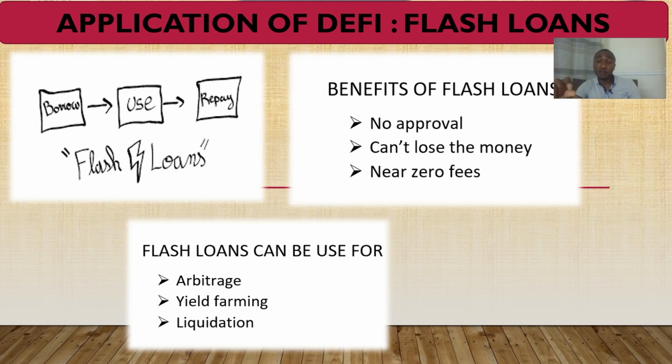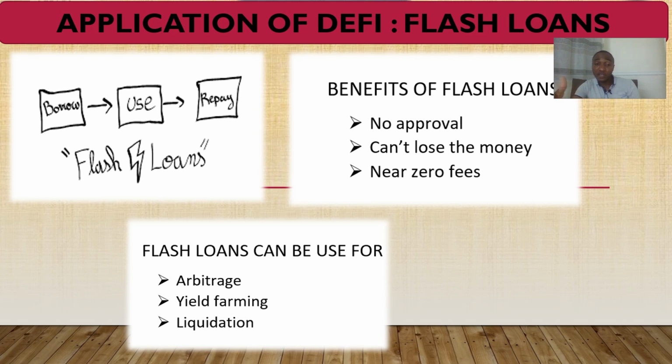Near zero fees because you have to pay some gas fee or some transaction fee when you want to implement the flash loan. So where can the flash loan be implemented? We have arbitrage. Arbitrage is buying from one exchange and selling to another exchange, and we can borrow this kind of money and trade that money. That's what we call arbitrage. You trade it on decentralized exchanges to get some value from that.